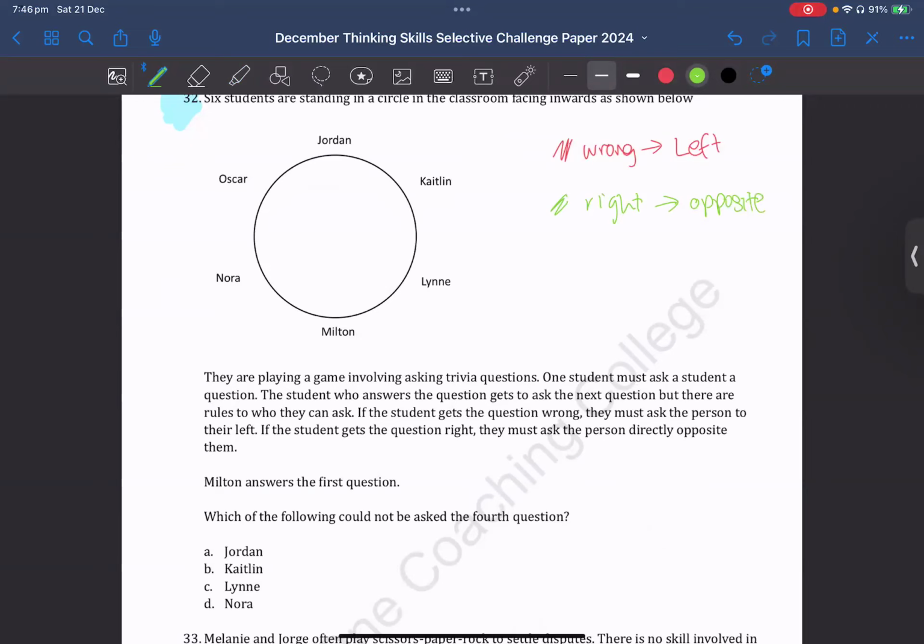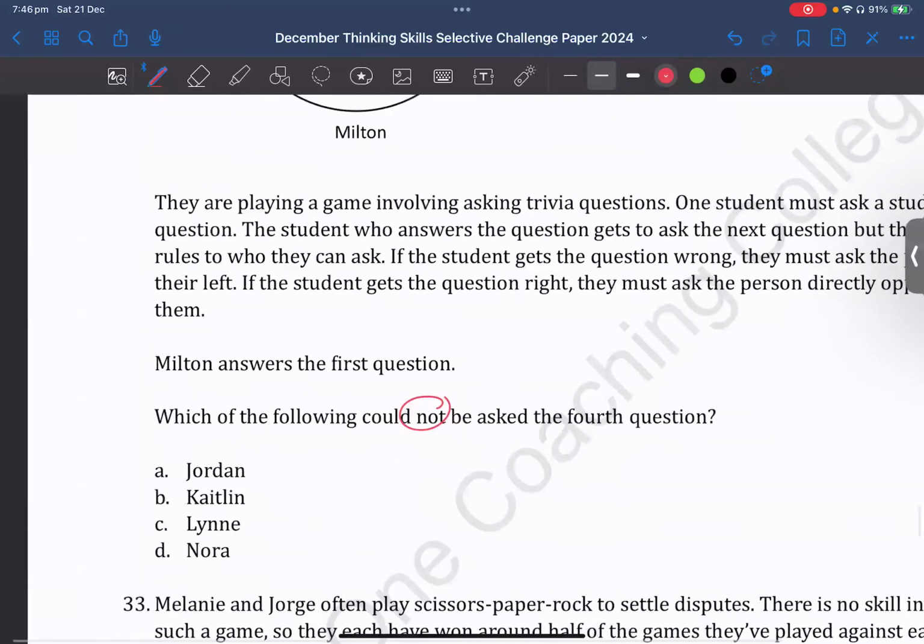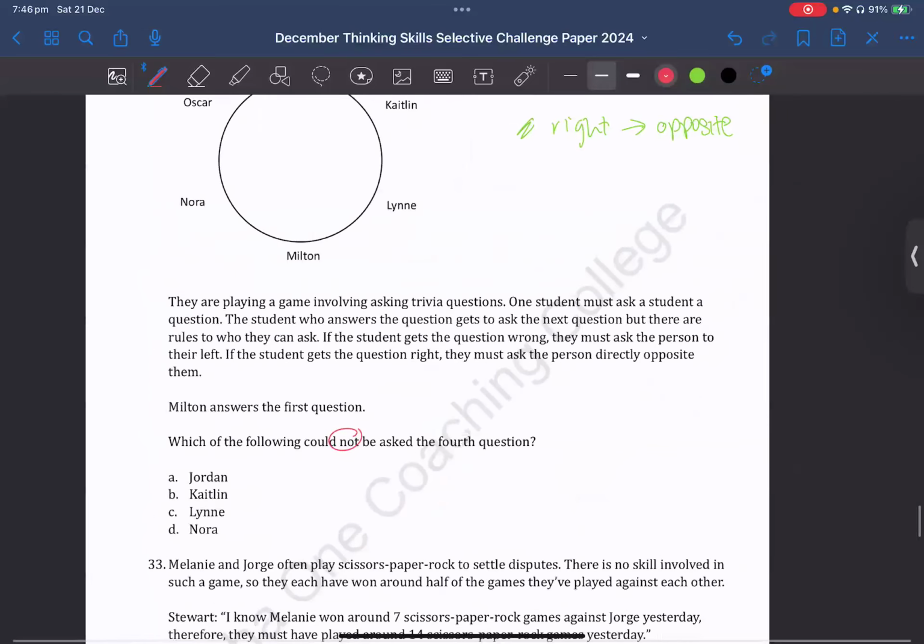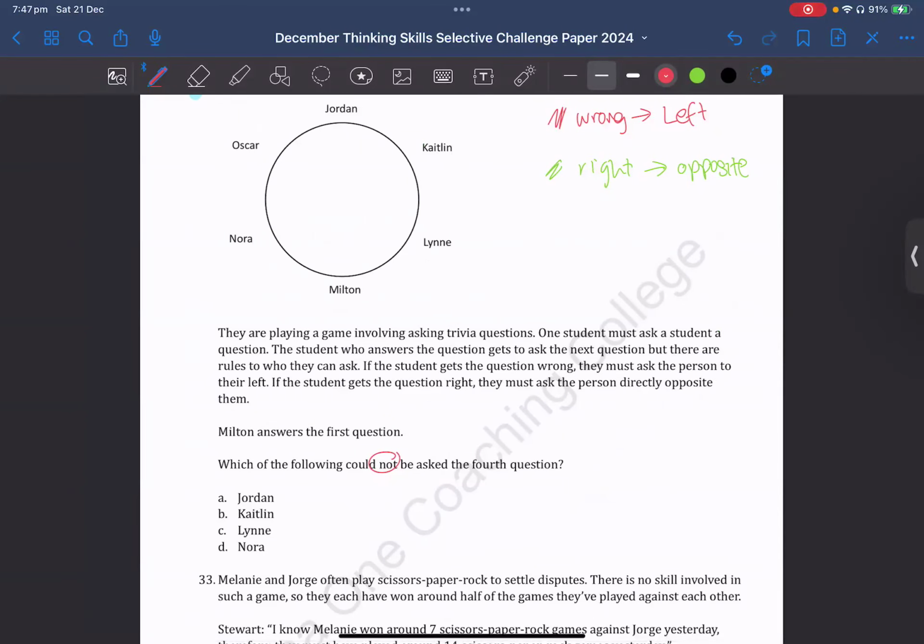Alrighty, so here, which one could not be asked as the fourth question? So for Jordan, I can see that Jordan could be wrong. Oh, sorry. Milton answers the first question. And we're trying to go to who could not be asked the fourth question. So we need to sort of work this out. So Milton could be wrong. If Milton is wrong, it goes to the left. So in this case, that's Nora. And then Nora is also wrong, goes to Oscar. And then if Oscar is wrong, it goes to Jordan, which is what we want. Sorry, the question is asking which one could not be, so we're going to ignore A. B is the answer, so I'm going to explain that at the end.